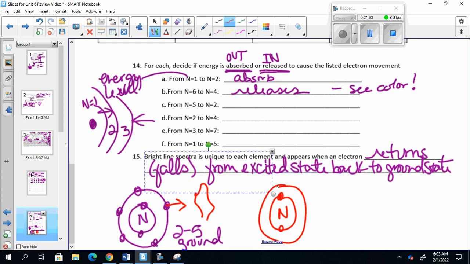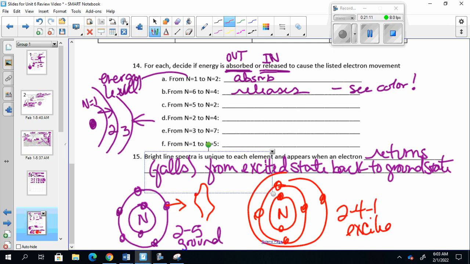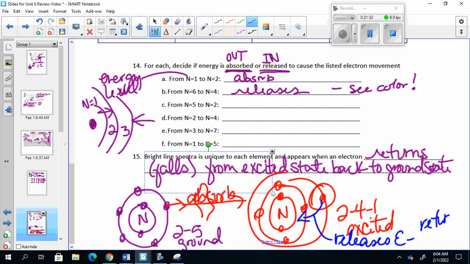2-4-1 is its excited state. So it had to absorb energy in order to move out here to this excited state. But it never stays there. So when this falls back down to here, that's when it releases energy, when it returns to ground.